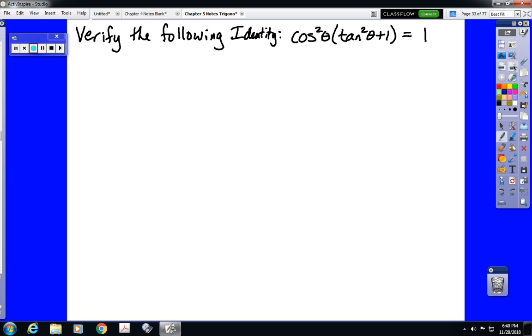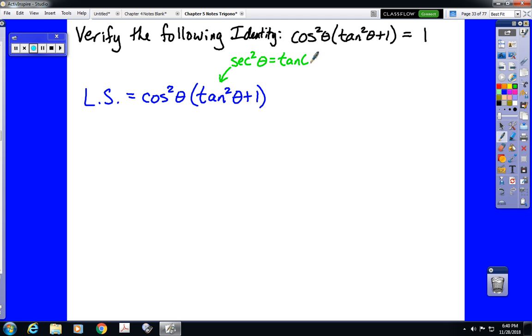Final example. Here we have, again, a very obvious, simpler side. So we're going to start with the more complex side, which would be the left side of the expression. Cosine squared theta times tangent squared theta plus 1. So what we're going to do is we're going to realize, hopefully, that tangent squared plus 1 is equivalent to secant squared. It's one of our Pythagorean identities.